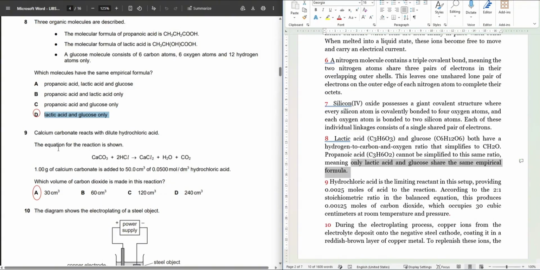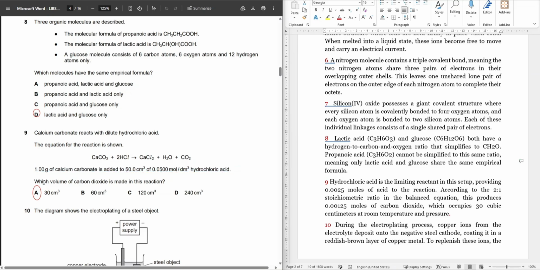Now let's move on to our next question, which is: calcium carbonate reacts with dilute hydrochloric acid. The equation is also given to us for this question. After this, they say 1 gram of calcium carbonate is added to 50 cm³ of 0.0500 mol/dm³ hydrochloric acid.